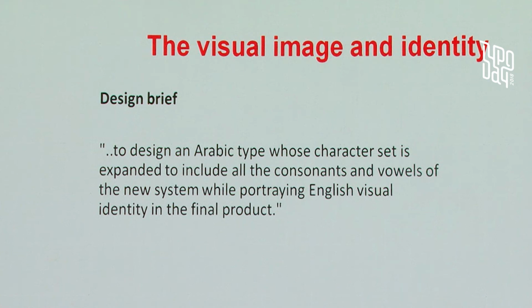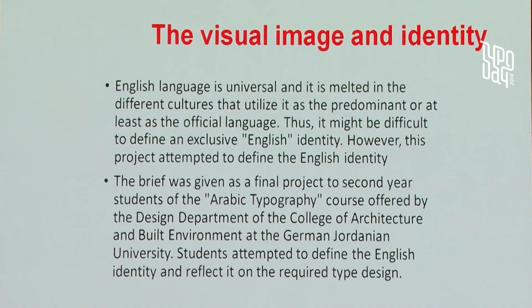Now the other part is the visual image of this thing. The visual image brief was to design an Arabic type whose character set is expanded to include all the consonants and vowels of the new system, while portraying English visual identity in the final product. This is very hard, to represent English, because English is so universal and many people speak English as their original language. That's fine, but this was an exercise given to my students at the German Jordanian University and their understanding of what is English. So I respect their vision. It doesn't represent my own vision of what is English.